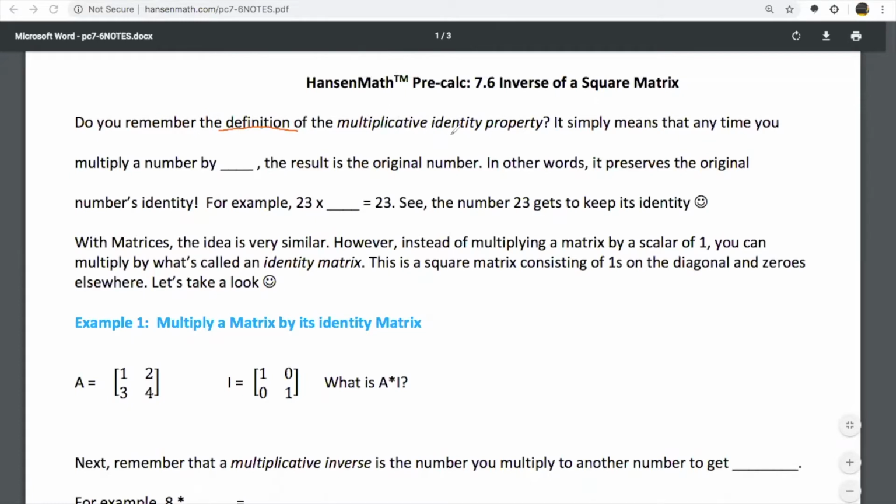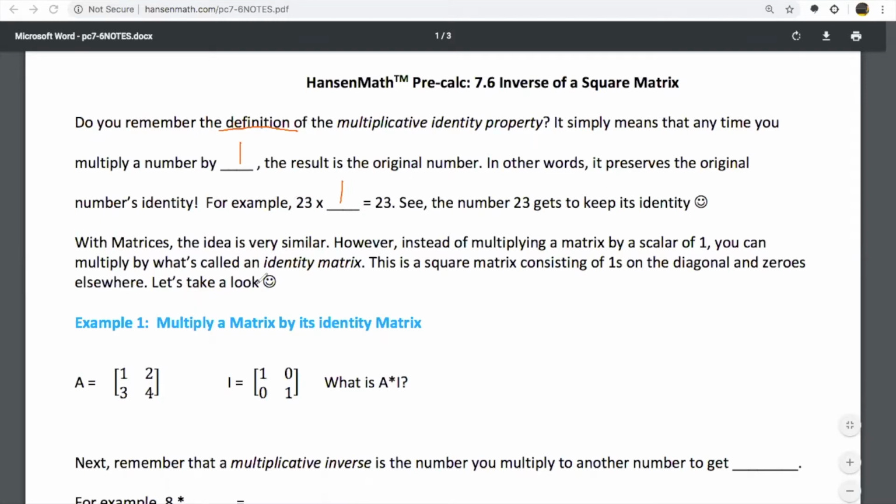the multiplicative identity property. If you remember, it simply means that anytime you multiply a number by 1, the result is the original number. In other words, multiplying by 1 preserves the original number's identity. For example, 23 times 1 is still equal to 23. See, the number 23 gets to keep its identity.